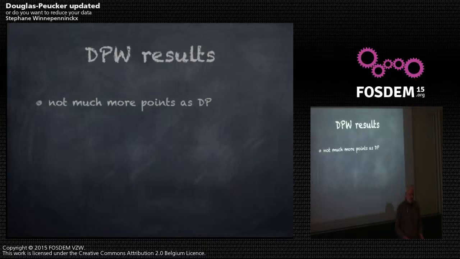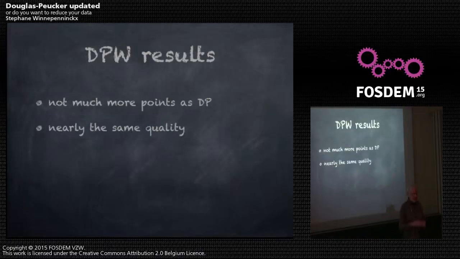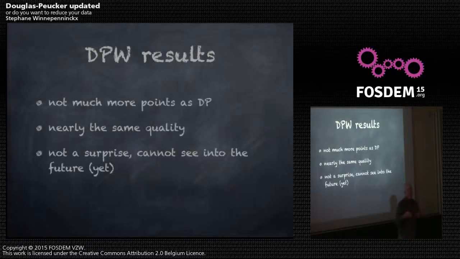What are the results of the updated Douglas-Peucker? Well, you have a little bit more points than in the Douglas-Peucker. And you have nearly the same quality, which is not a surprise, because when you are doing that, you don't know what's coming. If you wait for your endpoint, then okay, it's easy to be better. It's not a big deal. You have to choose what you are going to do, and if you are short on memory, then it's acceptable.